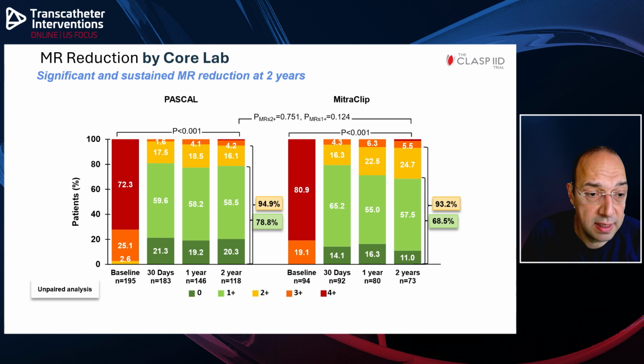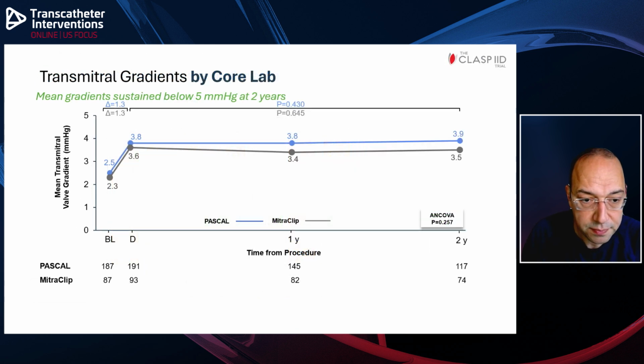However, if you look at the green, light and dark green, if you wish, which is MR 1+ or 2+, and you look at it at 30 days, 1 year, and 2 years, you see in both MitraClip and Pascal that the results are durable. So far, we have the 2-year results of the randomized trial, and we anticipate longer follow-up data to come in the next couple of years. So the acutely achieved results appear to be durable at least up to 2 years.